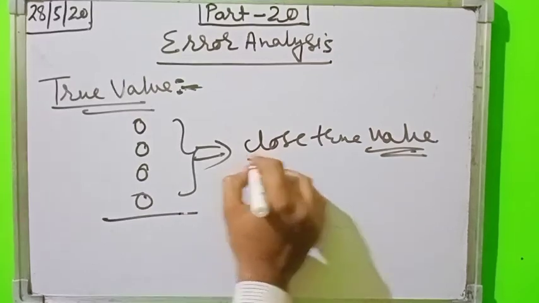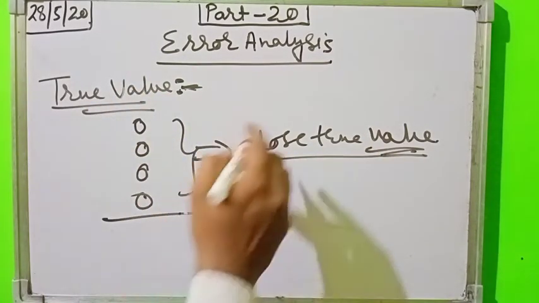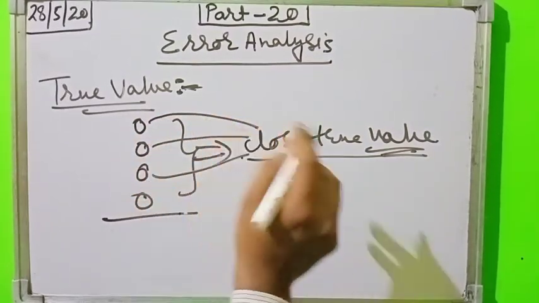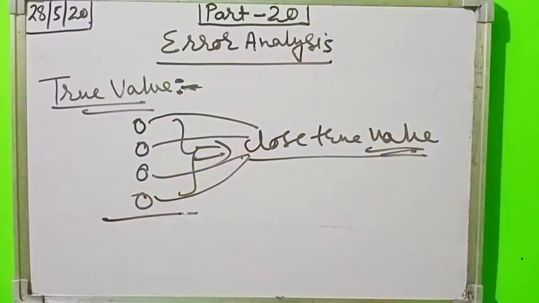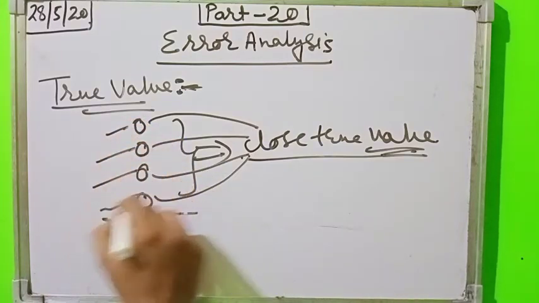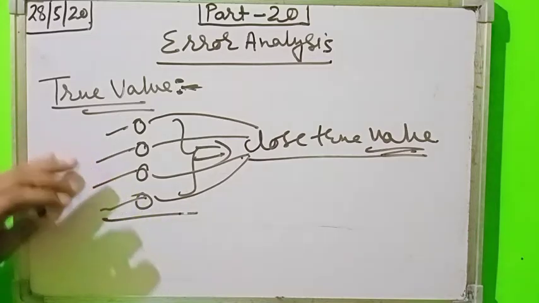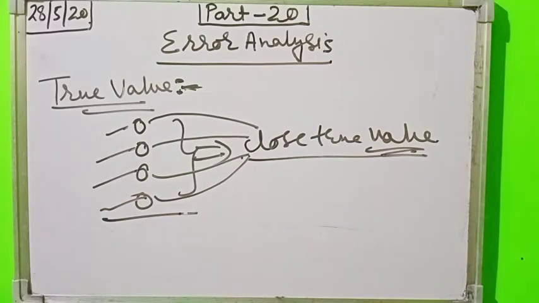That average value which you had observed, by taking the mean of these, the difference of this close true value with these values gives the error in the first measurement, second measurement, third measurement, and fourth measurement. I hope you all had understood what is error, what is true value, and how you can guess the true value.